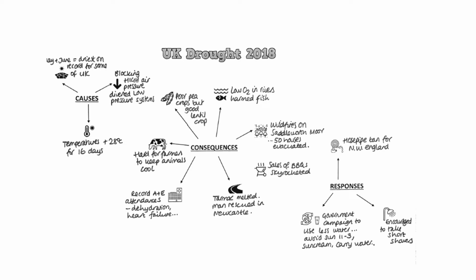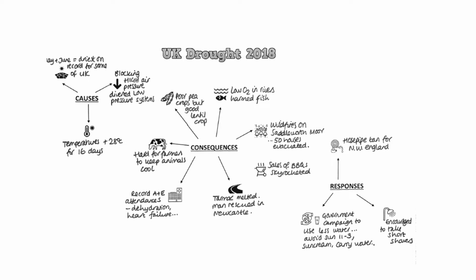Consequences. We had a very poor pea crop, but a good lentil crop. So depending on what type of farmer you were, you either found it difficult or you did well. It was very hard for farmers with animals to keep them cool. They lost lots of them. There were record attendances at A&E, people suffering from dehydration and heart failure. The tarmac melted in some places. A man had to be rescued where his leg got stuck in Newcastle.